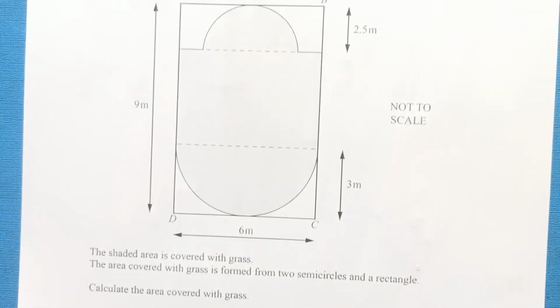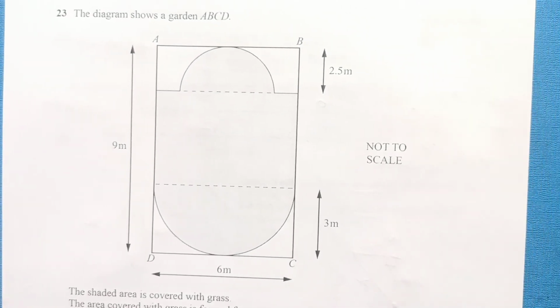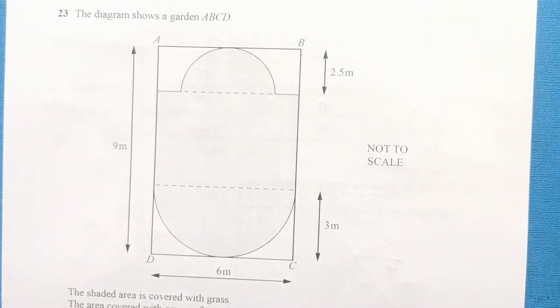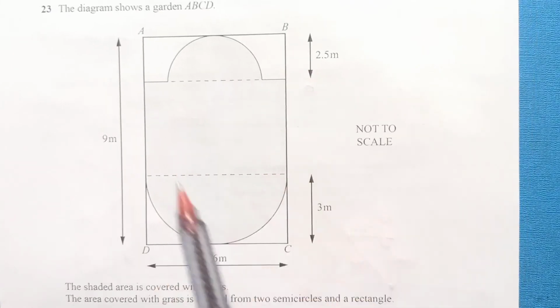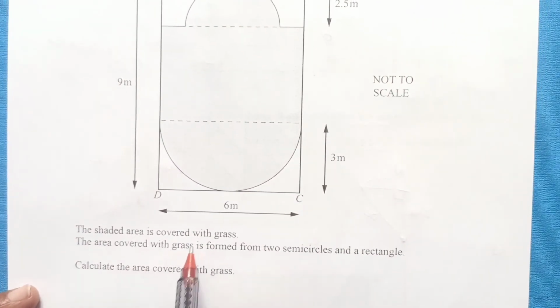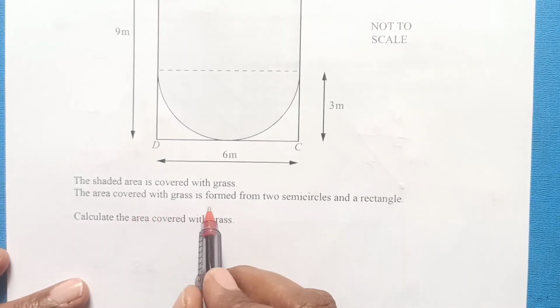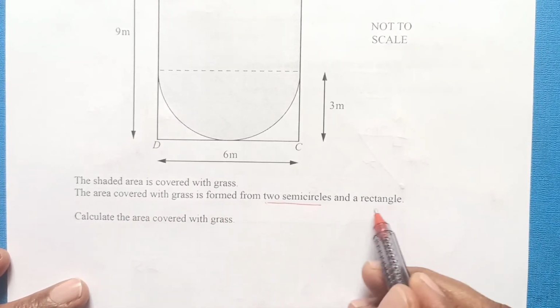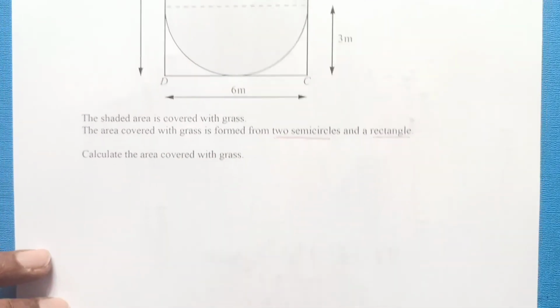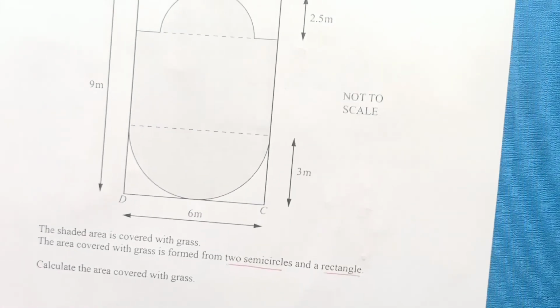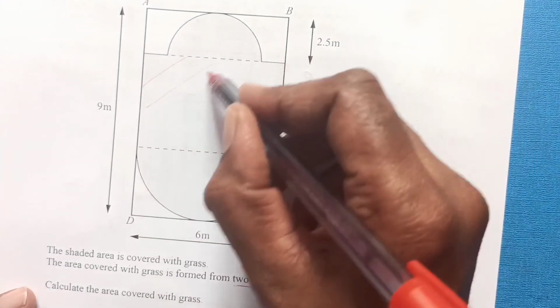Okay, so we have an interesting question here. The diagram shows a garden ABCD. You see this ABCD. The shaded area is covered with the grass. So this is the area which is covered with the grass. The area covered with grass is formed with 2 semicircles and a rectangle. Calculate the area covered. So we have to find out the total area of this.